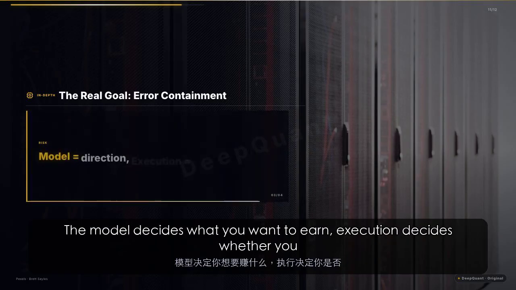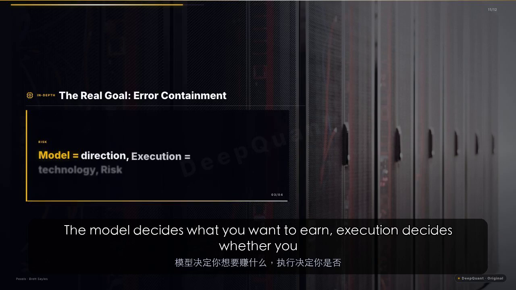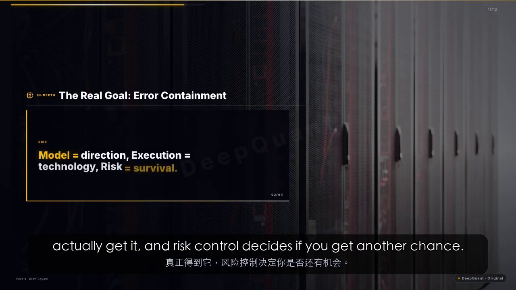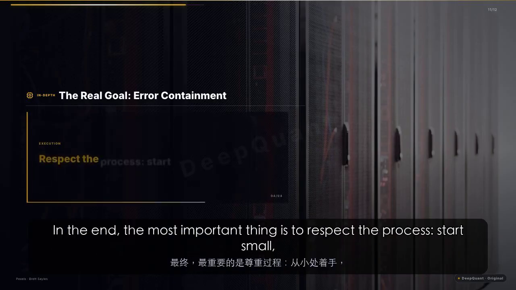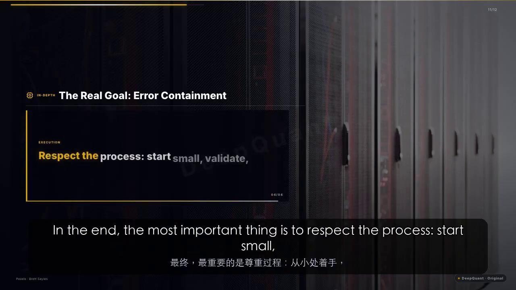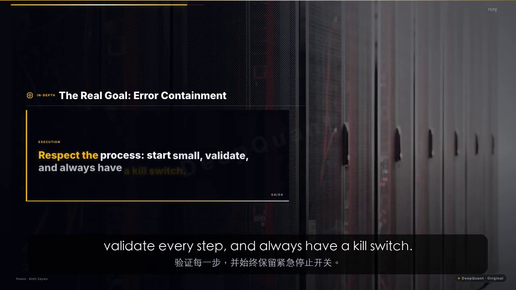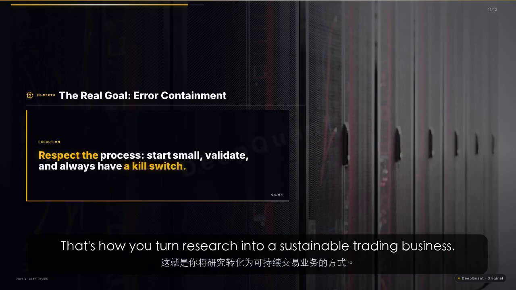The model decides what you want to earn, execution decides whether you actually get it, and risk control decides if you get another chance. In the end, the most important thing is to respect the process, start small, validate every step, and always have a kill switch. That's how you turn research into a sustainable trading business.